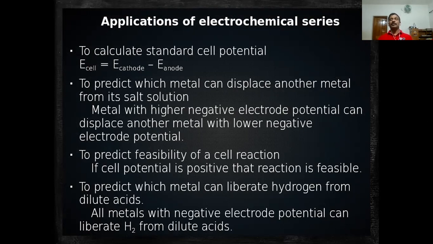Then, to predict which metal can liberate hydrogen from dilute acids: all the metals with negative electrode potential can liberate hydrogen from dilute acids, because all of them are more active than hydrogen. So they can displace hydrogen from its solution. That means dilute acids, which contain H+ ions. So all the metals with negative electrode potential can displace hydrogen from its salt solution.